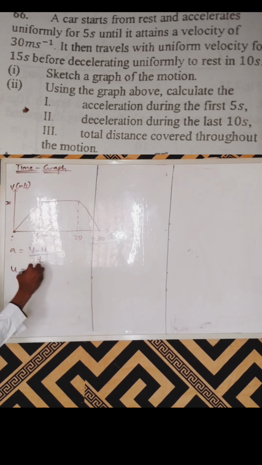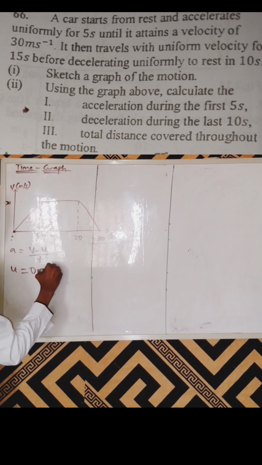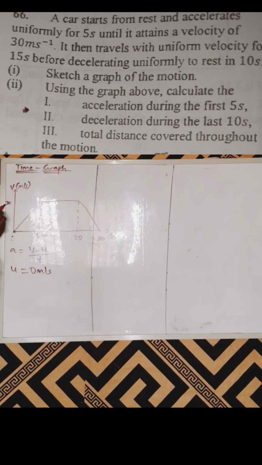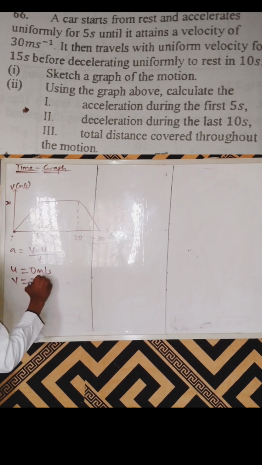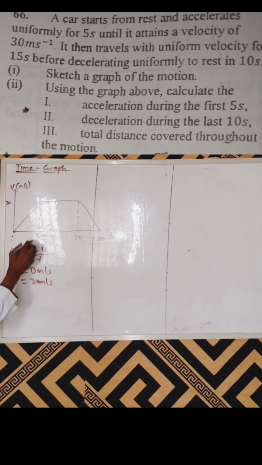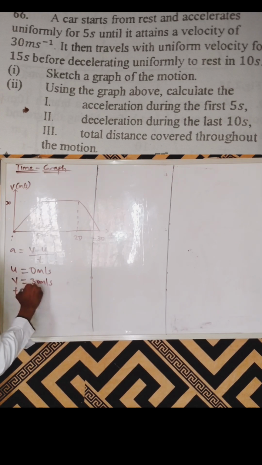It started from rest, so the initial velocity is 0 meter per second. The final velocity here is 30 meter per second. And the time it used to accelerate is 5 seconds. So t is 5 seconds.